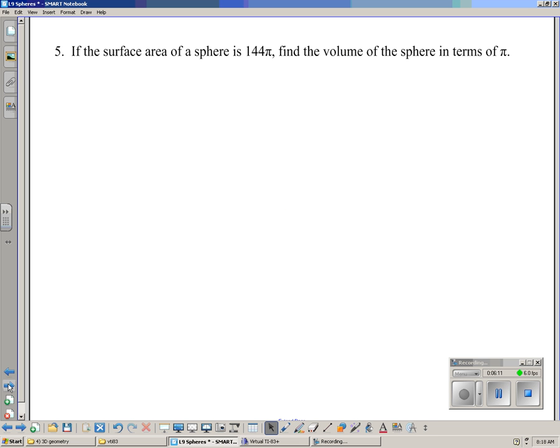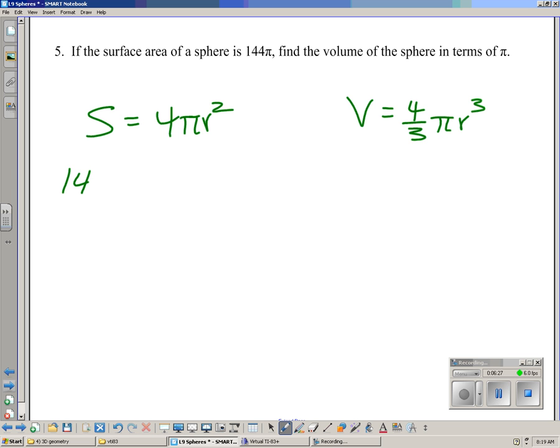Number 5 says if the surface area of a sphere is 144 pi, they would like us to find the volume of the sphere in terms of pi. So the surface area is 4 pi r squared, and the volume formula is 4/3 pi r cubed. So the surface area is 144 pi.